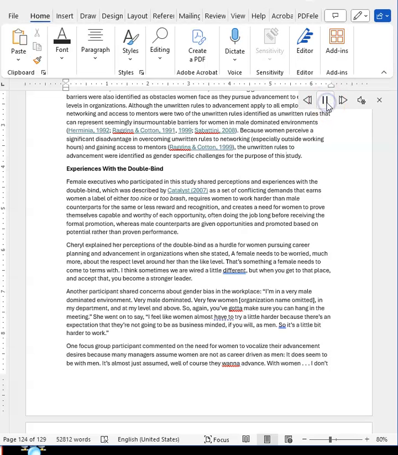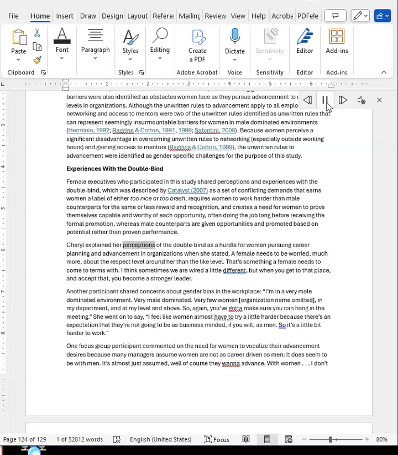Experiences with the double-bind. Female executives who participated in the study shared perceptions and experiences with the double-bind, which was described by Catalyst, 2007, as a set of conflicting demands that earns women a label of either too nice or too brash, requires women to work harder than male counterparts for the same or less reward and recognition, and creates a need for women to prove themselves capable and worthy of each opportunity, often doing the job long before receiving the formal promotion, whereas male counterparts are given opportunities and promoted based on potential rather than proven performance.